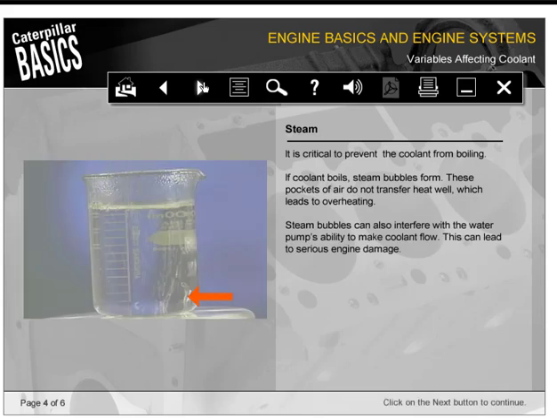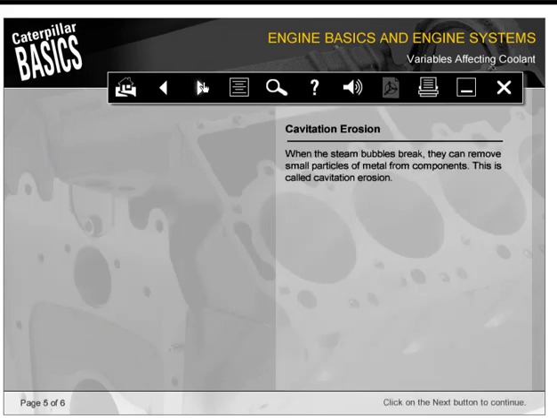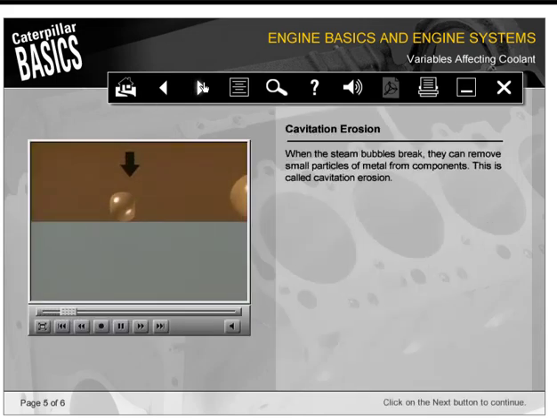It is critical to prevent the coolant from boiling. If coolant boils, steam bubbles form. These pockets of air do not transfer heat well, which leads to overheating. Steam bubbles can also interfere with the water pump's ability to make coolant flow. This can lead to serious engine damage. When the steam bubbles break, they can remove small particles of metal from components. This is called cavitation erosion.